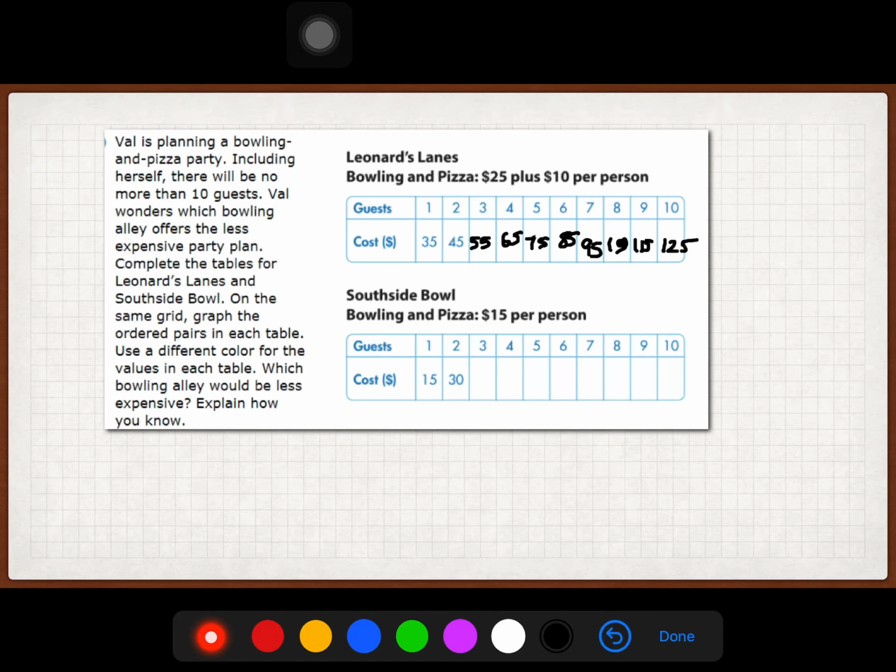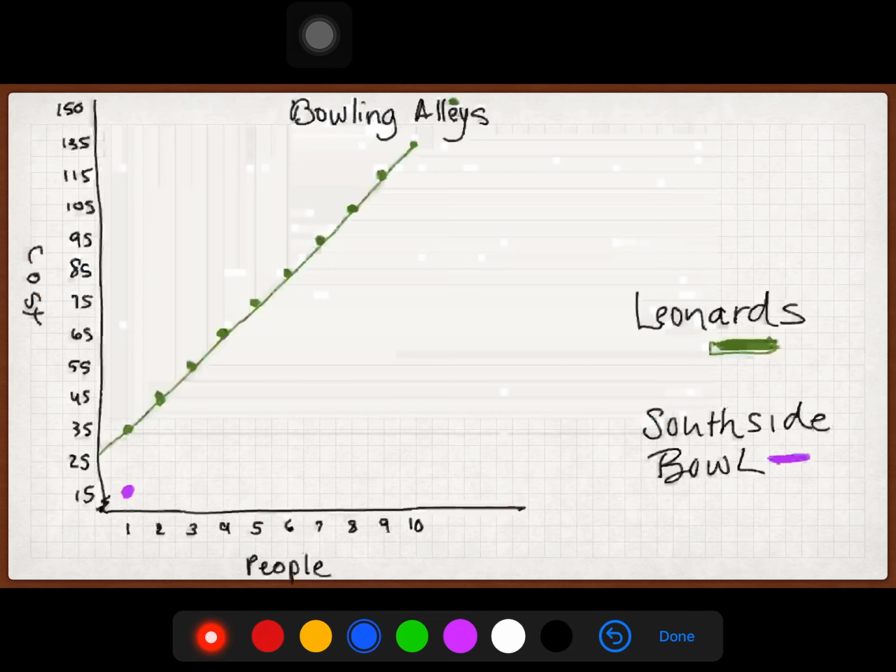Southside Bowl has no original cost. The pattern for that is just adding 15. So 45, 60, 75, 90, 105, 120, 135, and 150. And I'm good to go. So now I need to make a chart and make a graph that has both of those in there. I did that already, so let's go to the next page.